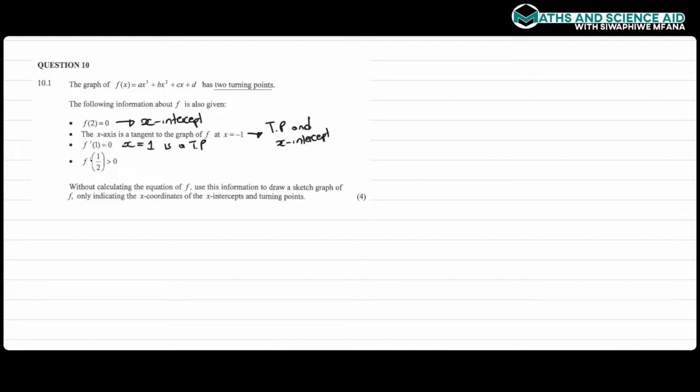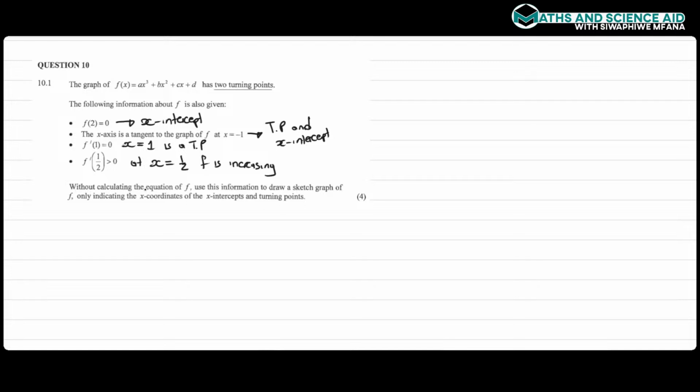And then we are told that f'(1/2) is greater than 0. So the first derivative when x is 1/2 is positive. So we can interpret this as follows. It means that at x = 1/2, f is increasing. That's what it means if a gradient or the first derivative at a point is positive. It means that f is increasing. So this is quite an interesting question.